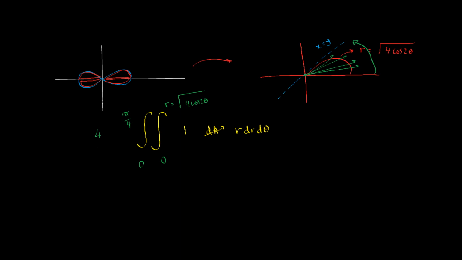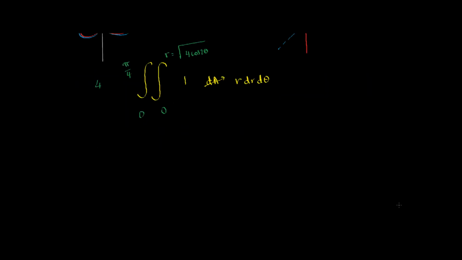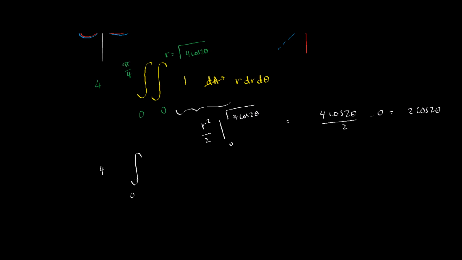Alright, so now let's integrate. If we integrate r, we get r squared divided by 2. Again, I'm integrating the inner integral, and this is going to vary from 0 all the way to the square root of 4 cosine 2 theta. So we're going to get 4 cosine 2 theta divided by 2 minus 0, which is equal to 2 cosine 2 theta. Now we're integrating. We have 4 times the integral from 0 to pi over 4 of 2 cosine 2 theta d theta.